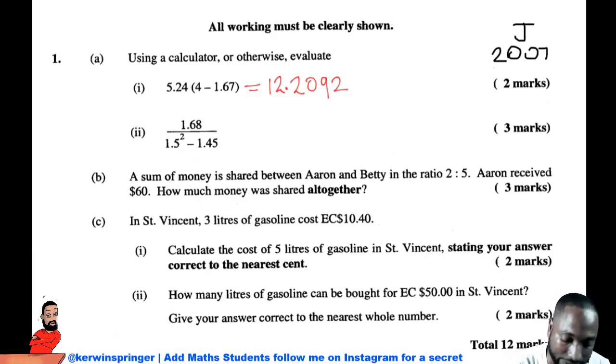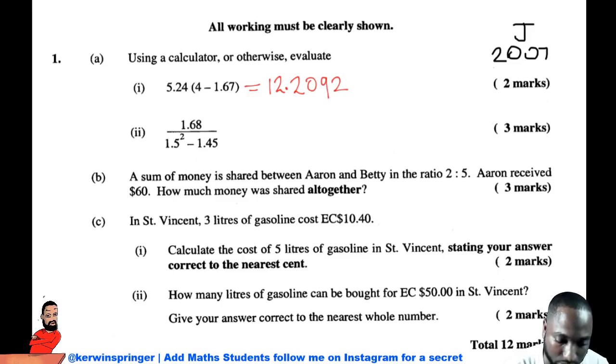What are y'all getting? I've seen some people saying 2.21, and some people saying 2.1, and some people saying 12.2. Oh, that's the first one. All right, we finished the first one. Second one now, part 2.